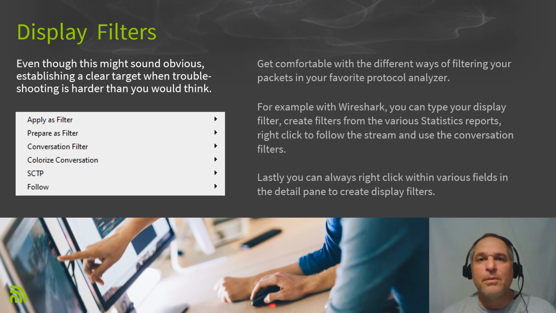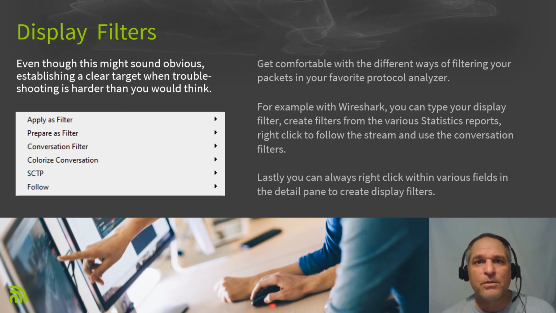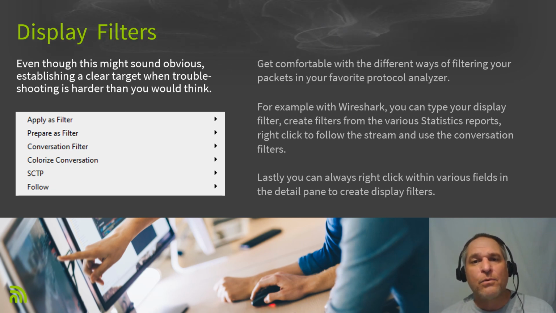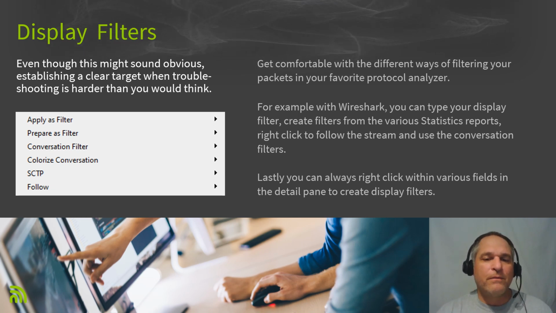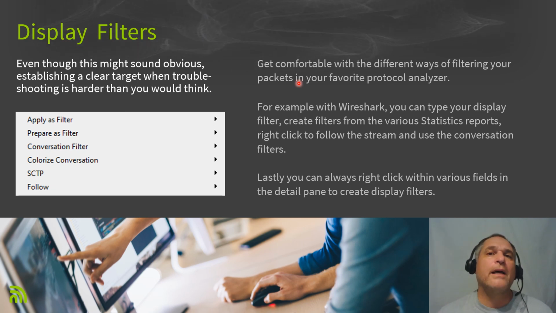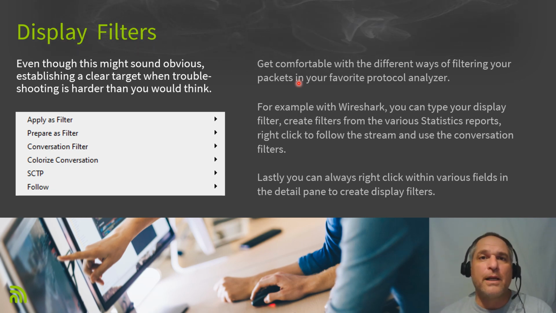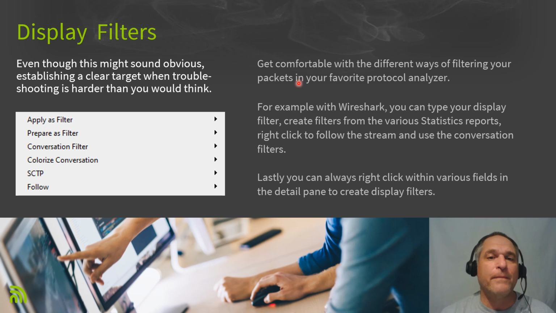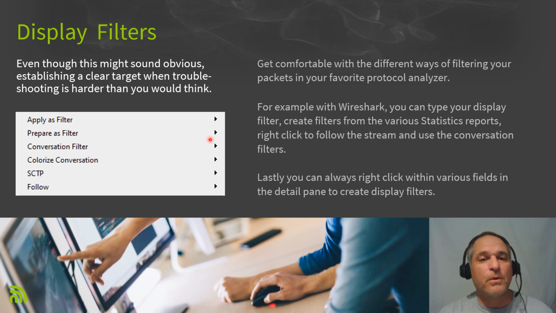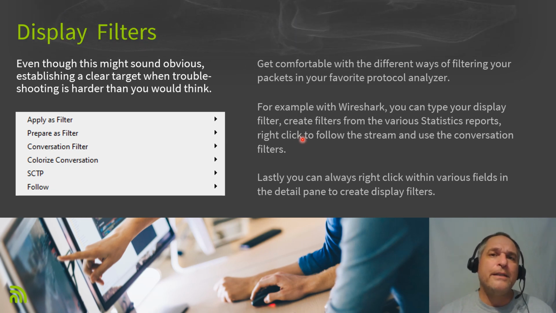With Wireshark, as long as I'm in the details screen, anything I right click on I can apply as a filter. If you're doing VoIP, you might want to find out if there's any VoIP specific filters that it will have for you. So get comfortable with the various ways that your favorite analyzer will filter your packets. You will find not all analyzers are created equally, and you will gravitate to a certain analyzer just based on its display filters and the ability to save those filters. You don't have to reinvent the wheel every time. So for example, with Wireshark, you can type your display filter, you can create filters from the various statistics reports, you can right click on a flow, follow the stream, that kind of stuff. You've also got the option, as I said, to right click within the detail pane and create a filter from there.